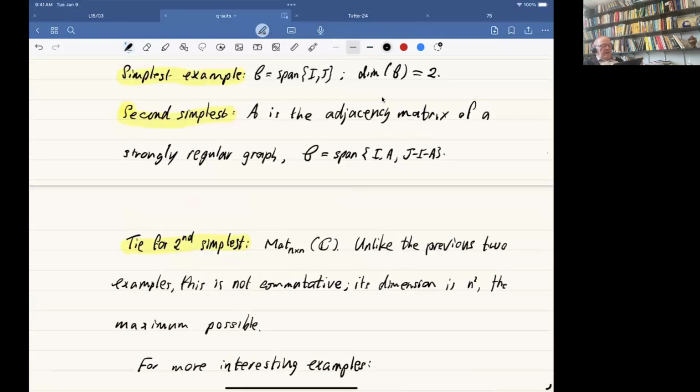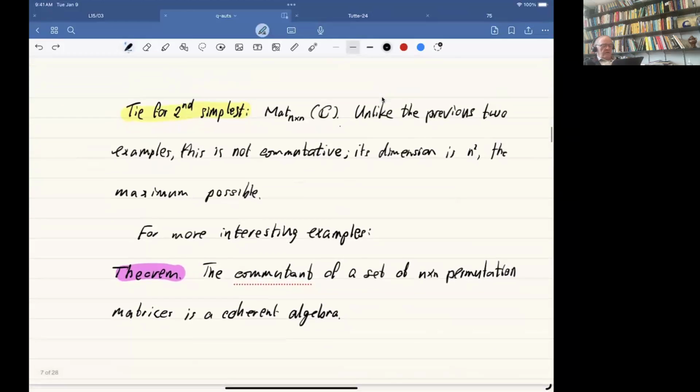I've got another class of examples which is no longer commutative. Just take the algebra of n by n matrices. It's an algebra of dimension n squared. This is the maximum possible. It's closed under the Schur product. It's closed under matrix product. It contains everything you want. And in fact, every coherent algebra we deal with will be sitting inside this as a subalgebra. Now, a coherent algebra is an algebra of matrices closed under Schur product containing I and J, and closed under the complex conjugate.